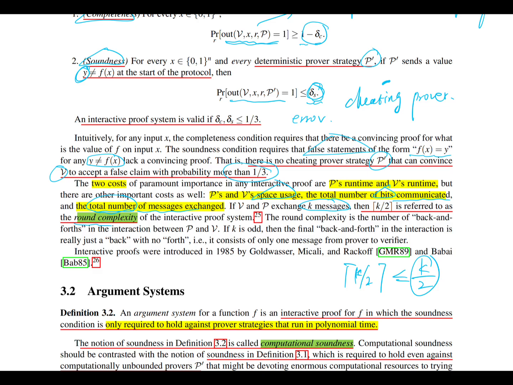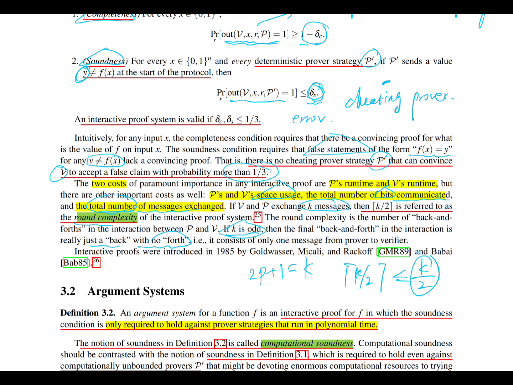Here, the round complexity is the number of back and forth exchanges in the interaction between P as prover and verifier. So we know that k is odd, maybe 2p plus 1 equals k. So there will be maybe a final turn in the final message exchange, only one, where maybe P or V sends a message without any response, because k is odd.